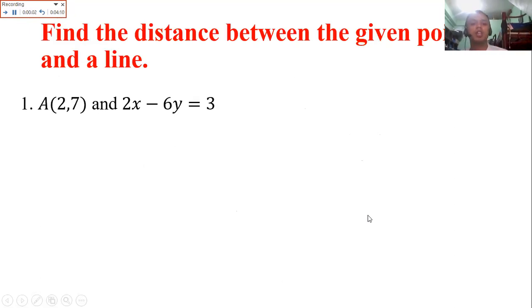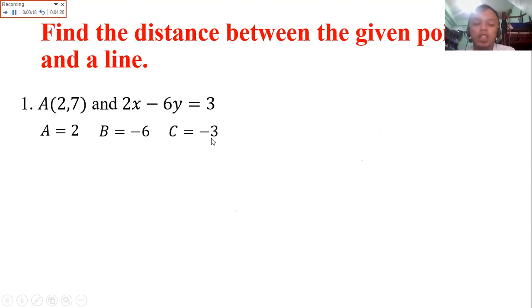Okay, exercise. Now, find the distance between the given point and a line. Same as before, okay? We have point A (2, 7) and a line 2x minus 6y equal to 3. Your A is 2. Your B is negative 6. Your C is 3.